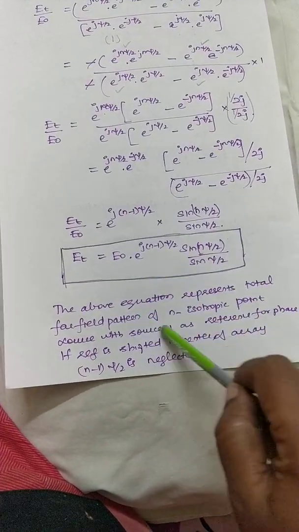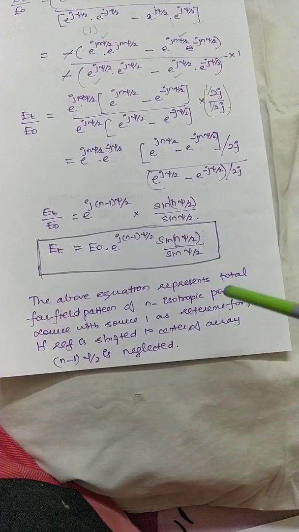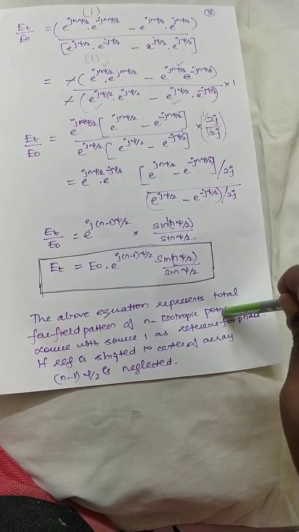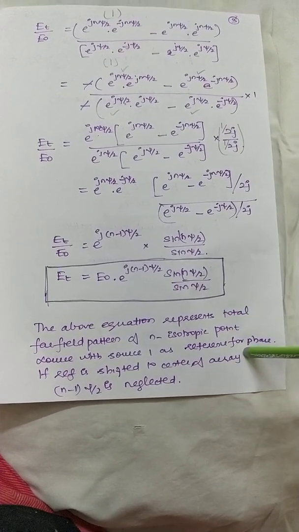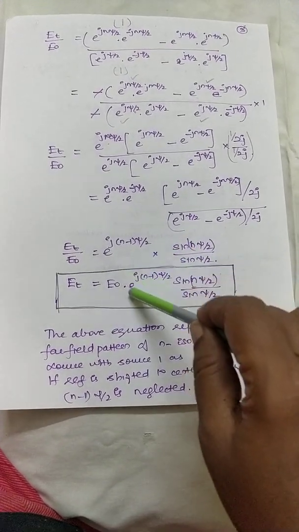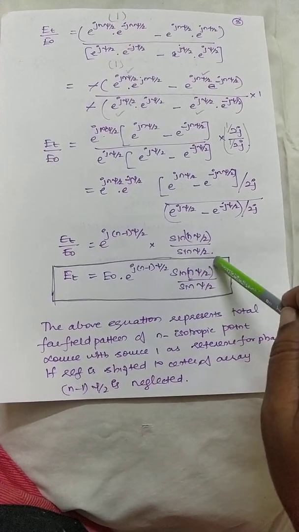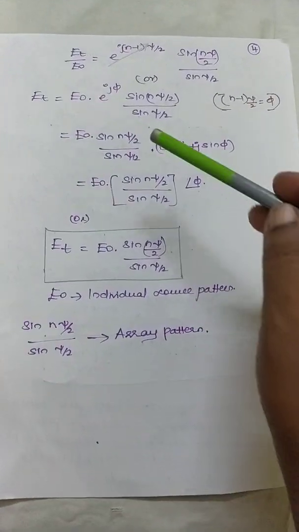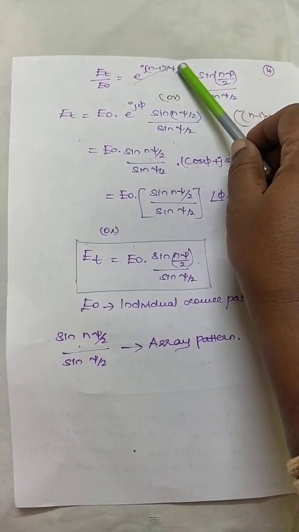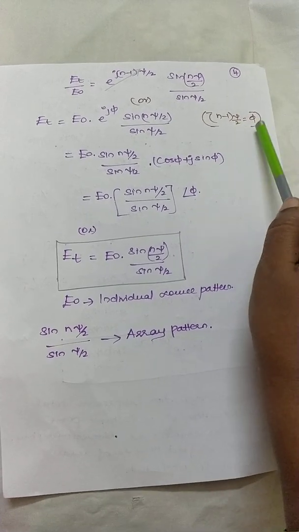So this is the equation for the total far field pattern for n isotropic point sources when the phase reference is source 1. If we shift the reference to the center of the array, then I can neglect this n minus 1 psi by 2. So the equation becomes E naught into sin n psi by 2 divided by sin psi by 2. But how to write this mathematically? Just like that we cannot say this. So what is the possibility? Replace n minus 1 psi by 2 by phi.